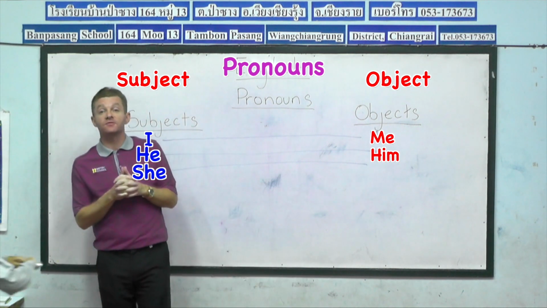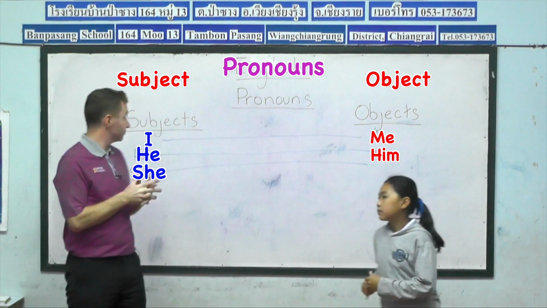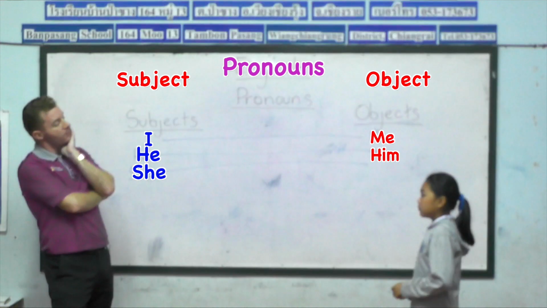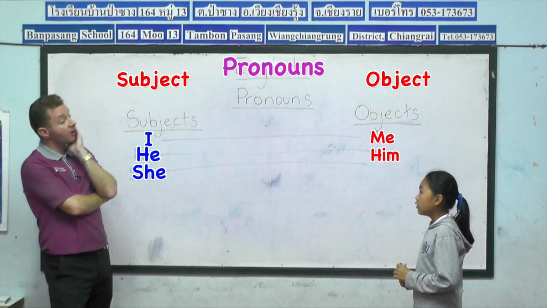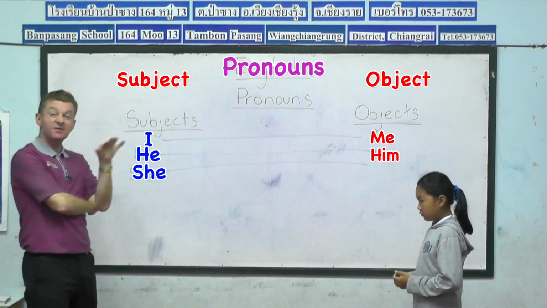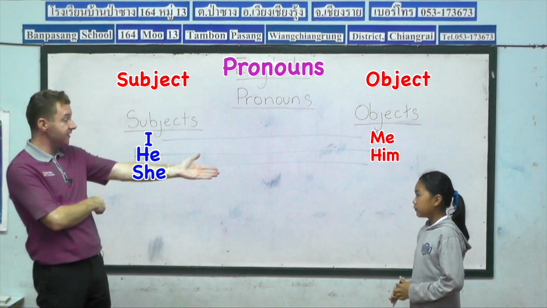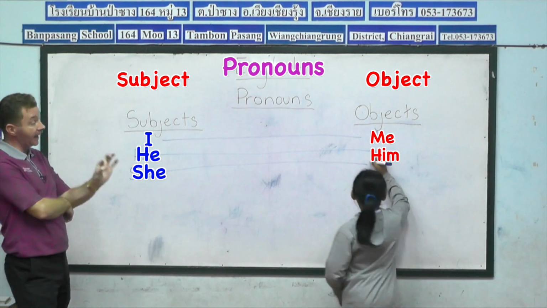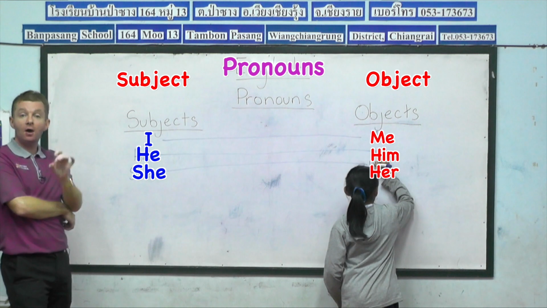So the correct subject pronoun for girls and ladies is she. But how can we change she into the object pronoun, Nadia? Her, yes. We don't say she again, we can say her. And how do we spell her? H-E-R.